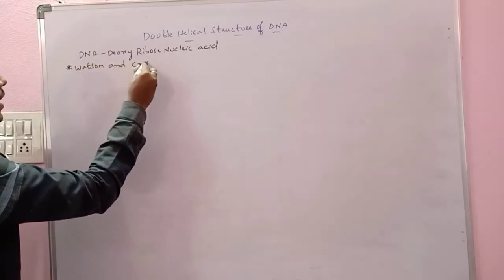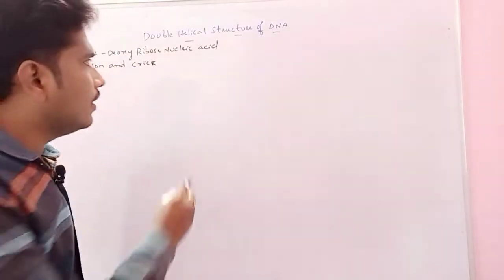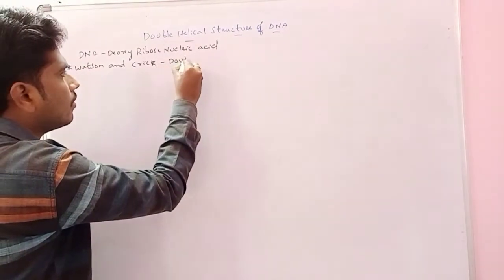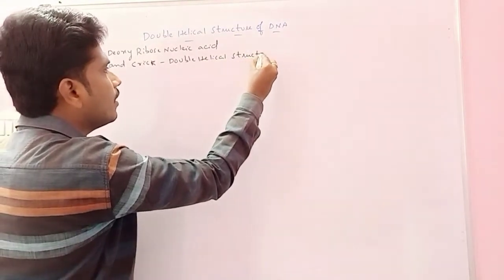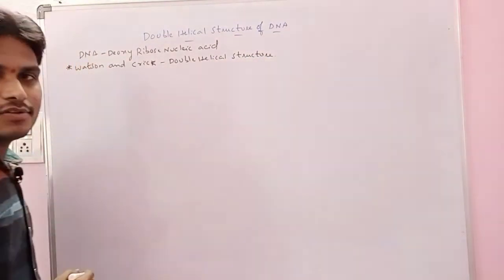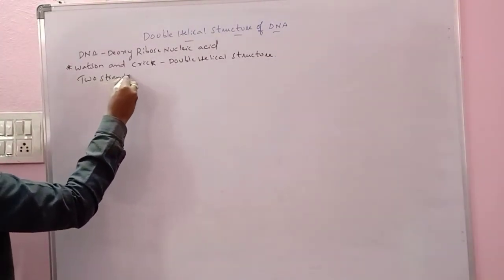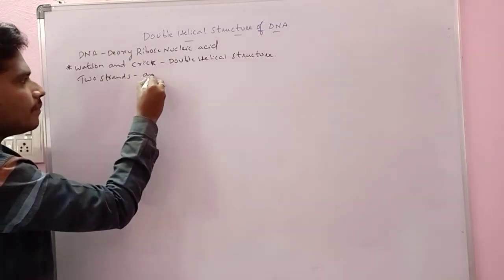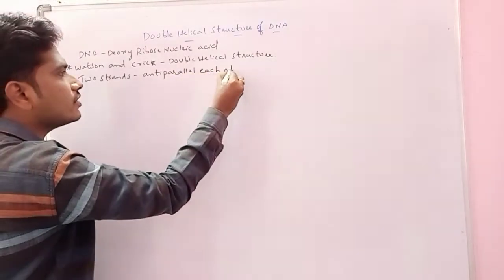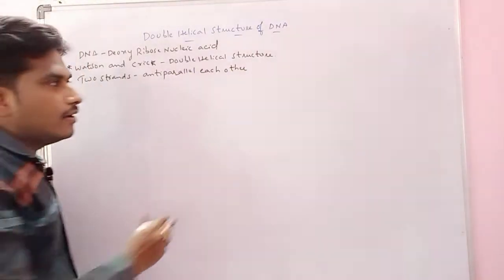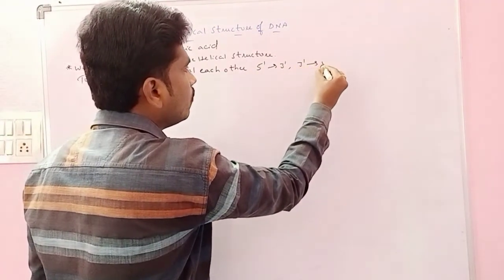Watson and Crick, both are scientists. They proposed the double helical structure of DNA. The double helical structure of DNA consists of two strands. The two strands are always anti-parallel to each other. If one strand is 5' to 3', the other will be 3' to 5'.